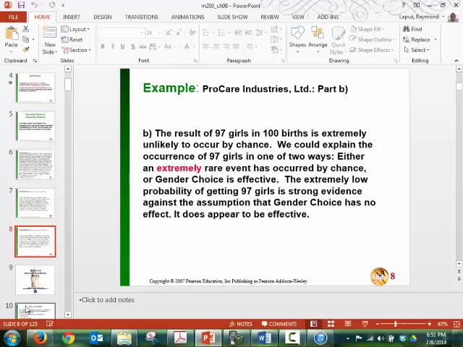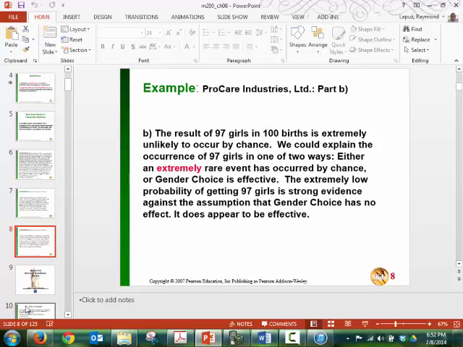Anyways, this is where the rare event rule applies. Probability-wise, you wouldn't expect this to happen, but it did happen, so there must be something going on there. There must be something that they're doing to actually make these babies girls, instead of just having a random occurrence. Okay?